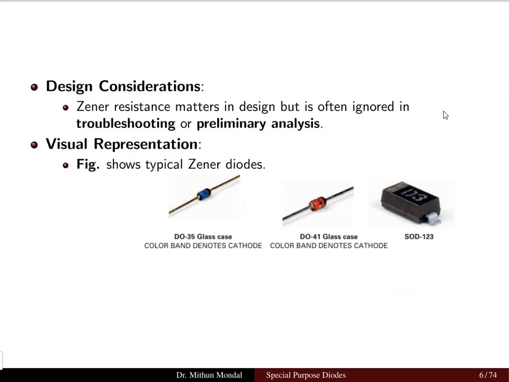When we talk about the design considerations, Zener resistance matters in design, but is often ignored in troubleshooting or preliminary analysis. So in that case, we take only ideal diodes, so we do not take the Zener resistance into account. It is only in the troubleshooting or when we are doing some preliminary analysis for the diodes. If we go by the visual representation, the typical Zener diodes are shown like this, having different numbers given to them, and we use these types of diodes in the laboratory for various experimental purposes.